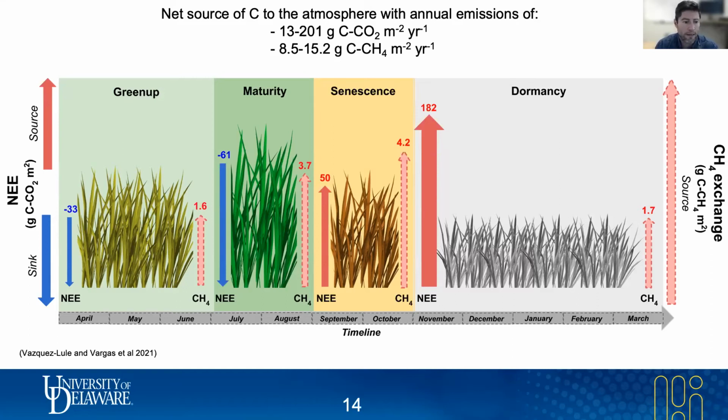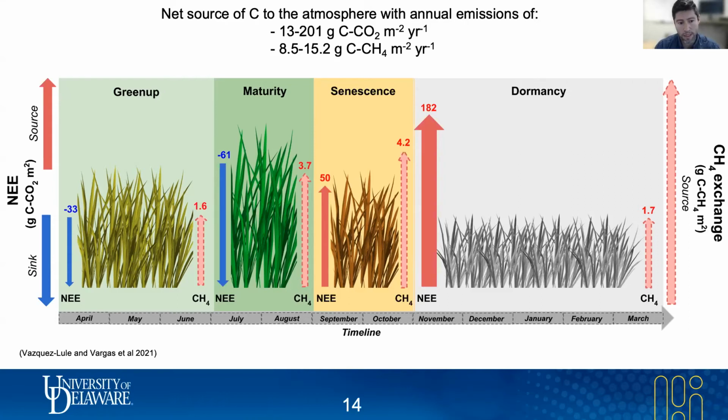And these diagrams show when and the magnitudes of the fluxes. So for example, this is the green-up, and NEE represents the net ecosystem exchange. That is how much CO2 is either going up to the atmosphere or being assimilated by the ecosystem. So a negative number in this case represents an uptake of CO2, a net uptake of CO2 from the atmosphere into the ecosystem.